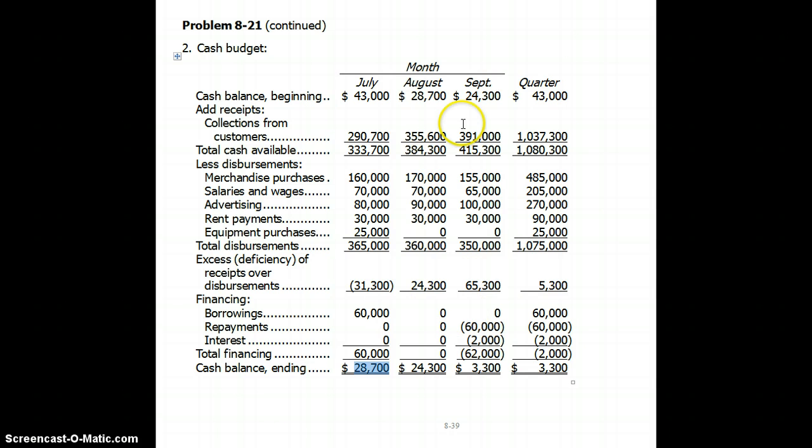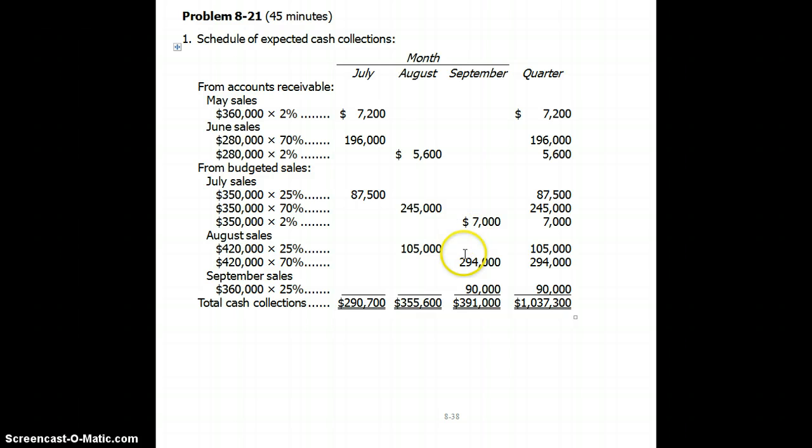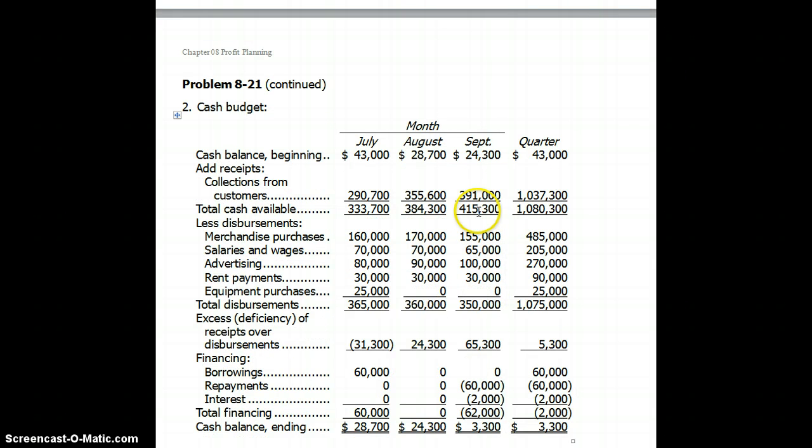Added to that is our cash collections of $391,000 that was found previously right here in our schedule of cash collections, giving us cash available of $415,300. Once again, we subtract merchandise purchases, salaries, advertising, rent. Total disbursements $350,000, leaving us an excess of receipts over disbursements of $65,300.